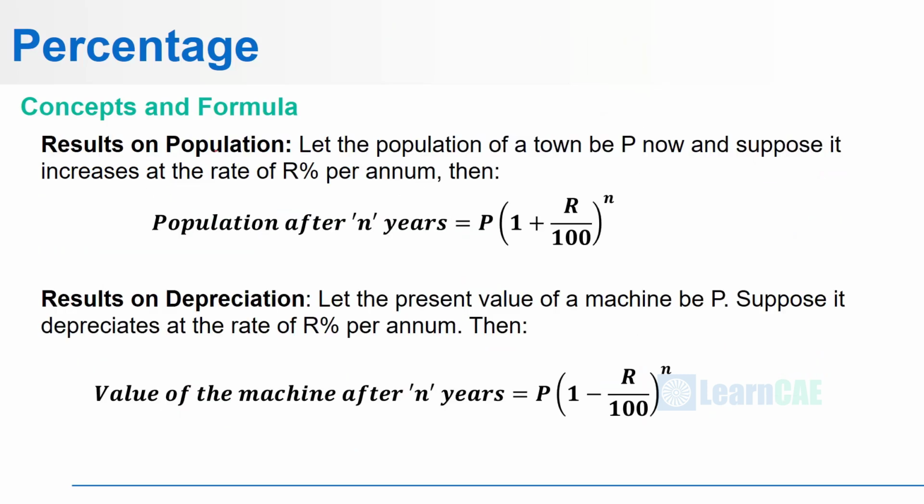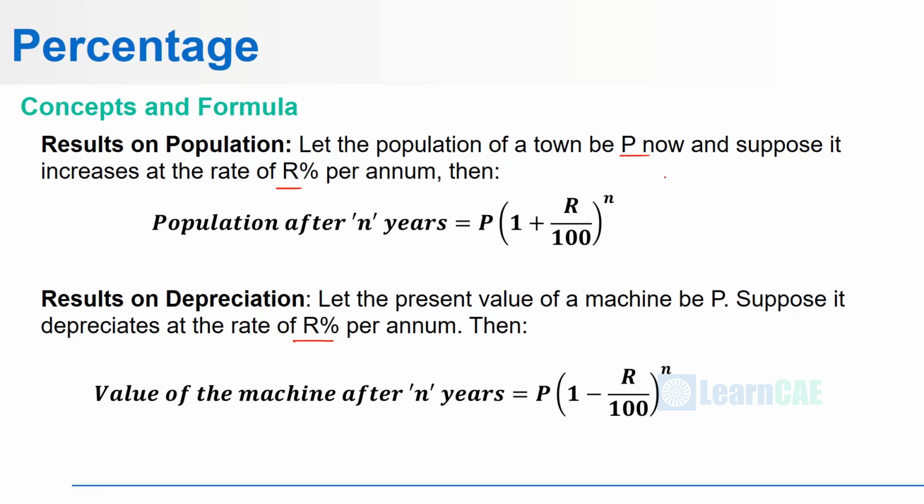Next we shall see the result on population increase or decrease at a certain rate per annum. This is the last concept. We shall quickly check the formula. Let the population of a town be P now, and suppose it increases at a rate of R percentage per annum, then the population after n years is given by P into (1 plus R by 100) power n. This is like a compounding effect. Similarly, if the population is decreasing at a rate of R percentage, then the value is given by P into (1 minus R by 100) power n.